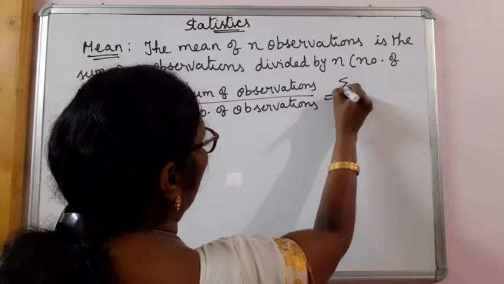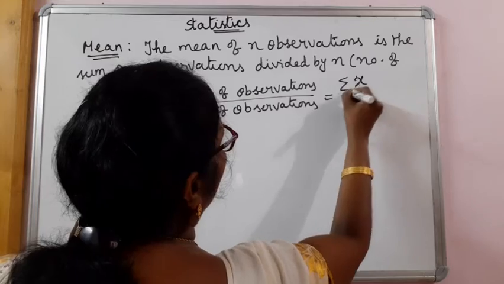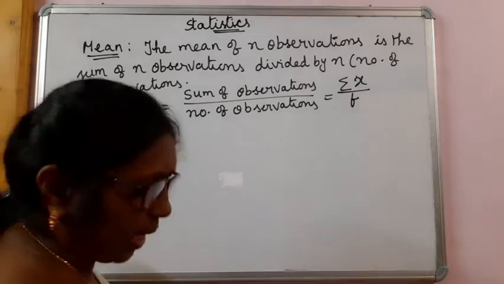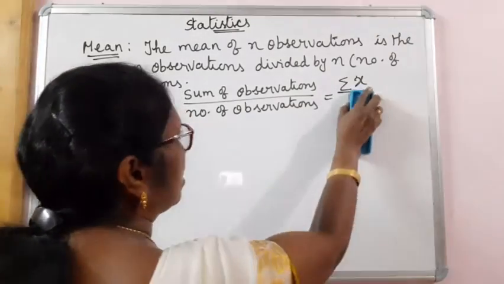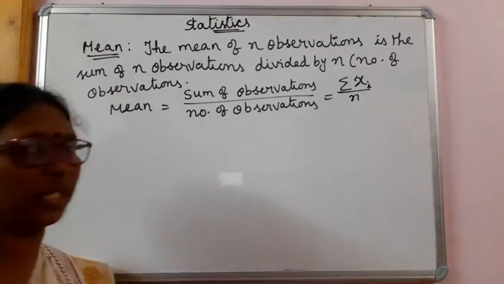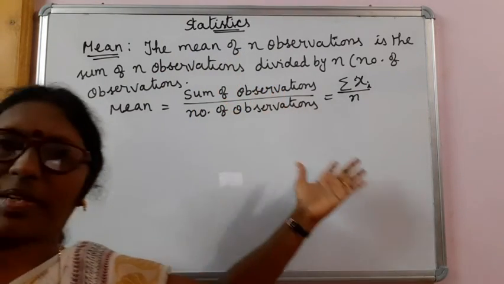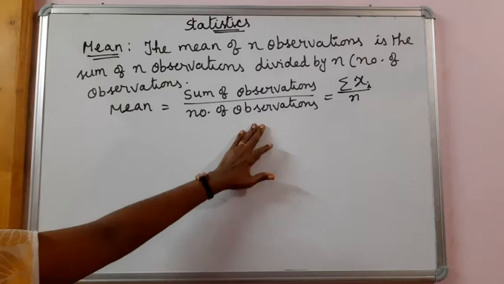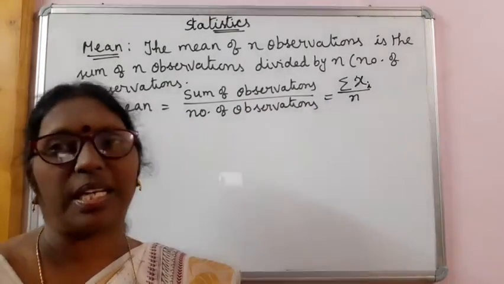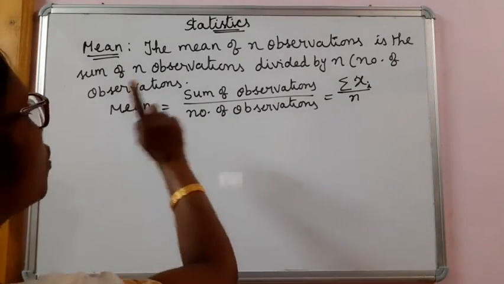And we can write sigma x, the sum of observations, divided by n, where n is the number of observations. Sum of xi, we can also write all the observations. So the sum of observations or variates or terms, whatever we say, divided by the number of observations or number of terms or number of variates gives you the mean of the given data. So this is how to find the mean for the ungrouped data.